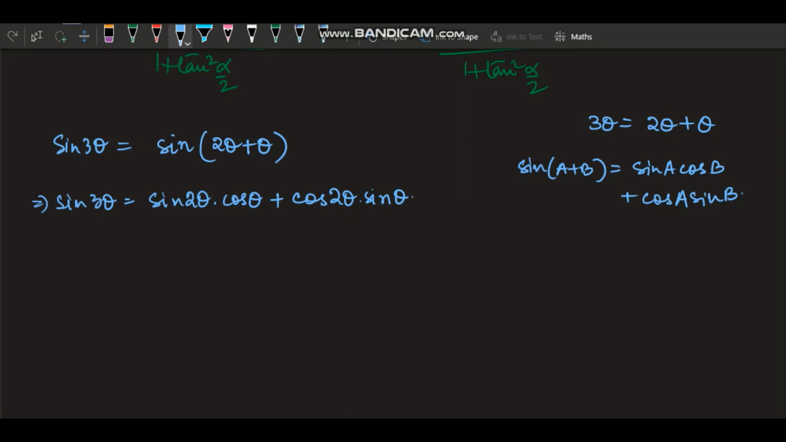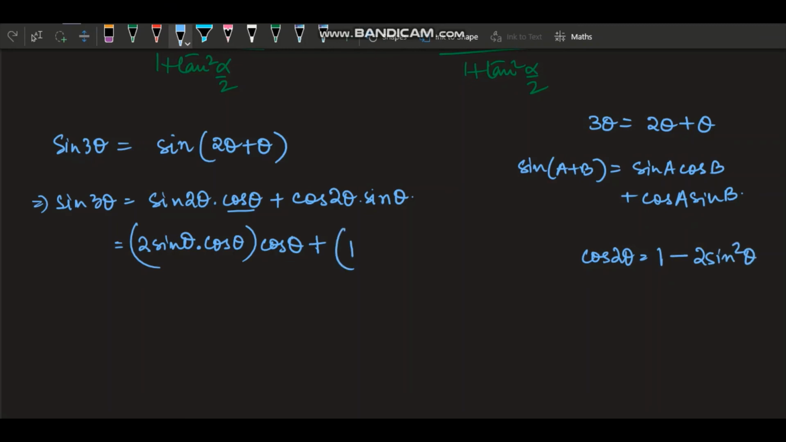Now sine 2 theta we have already seen is 2 sine theta cos theta, and you have this cos theta here, so this whole thing into cos theta. And what is cos 2 theta in terms of sine theta? Cos 2 theta is 1 minus 2 sine squared theta. We have seen this. So in place of cos 2 theta, I am writing 1 minus 2 sine squared theta, and you have this sine theta here.